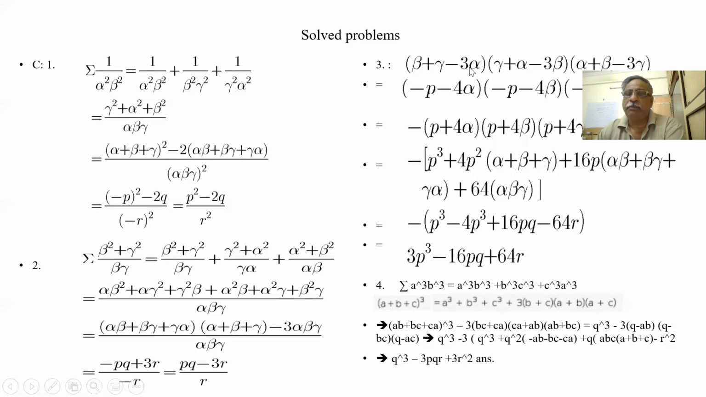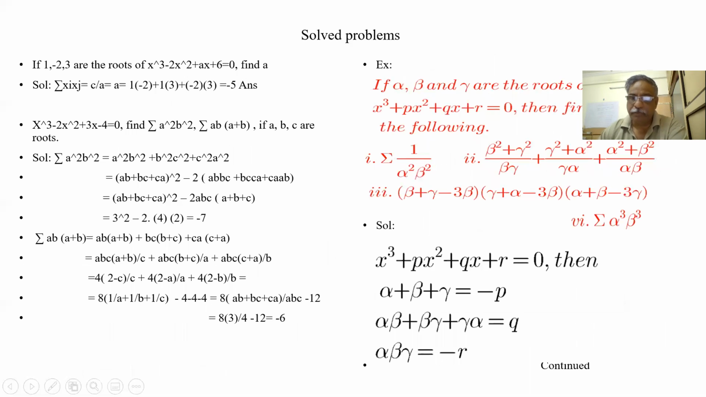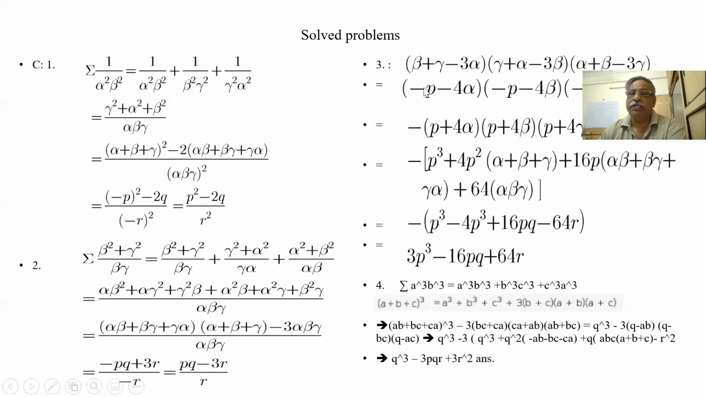Find the product of beta plus gamma minus 3 alpha, gamma plus alpha minus 3 beta, alpha plus beta minus 3 gamma. We know alpha plus beta plus gamma is equal to minus p. So the same will be substituted here. Beta plus gamma is minus p minus alpha, so minus p minus 4 alpha, minus p minus 4 beta, minus p minus 4 gamma. When I simplify and take out the minus here, this is the form.